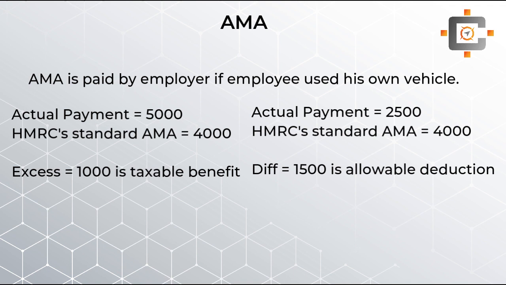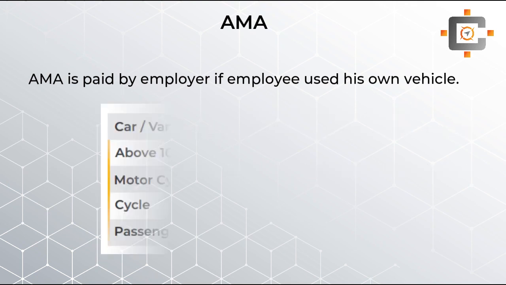Yes, students, once again let me clarify that approved mileage allowance can give rise to a taxable benefit, or it can be under the approved allowable deduction also. It can be anywhere, students, depending on how much amount you are getting from your employer. And if you are getting a lesser amount, let's say just £2,500 as a reimbursement from your employer, then whatever the gap is, which is £1,500, will be allowed as an allowable deduction.